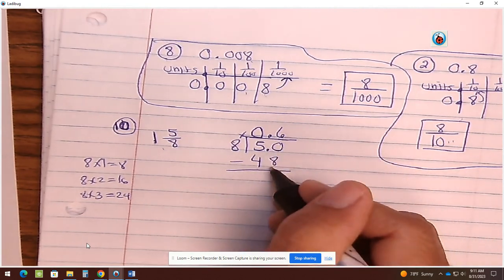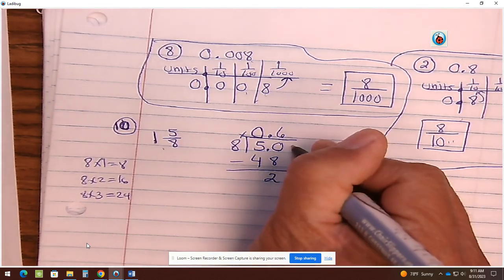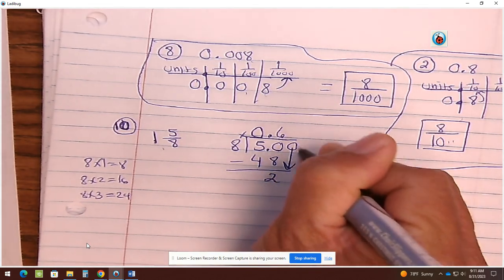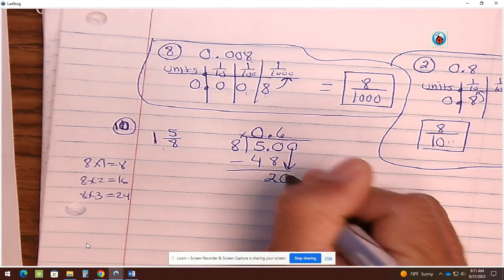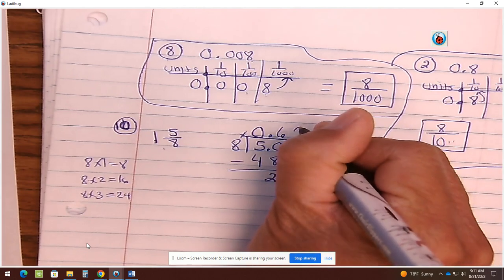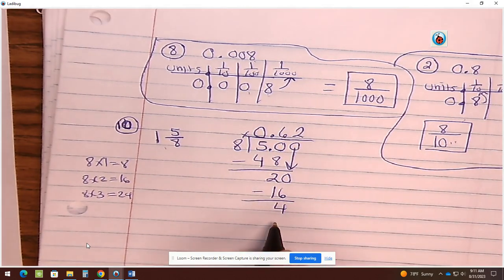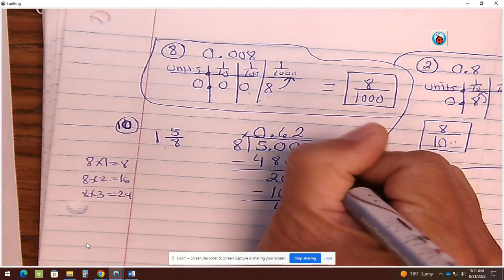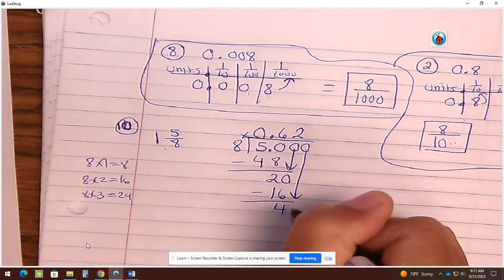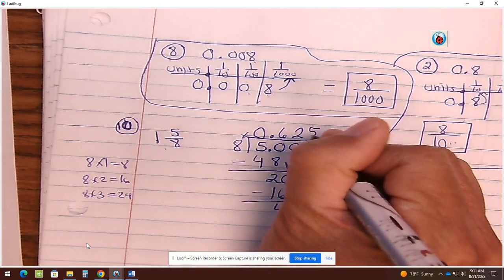Now 50 minus 48 would be 2. There's a remainder, so we add more pieces. Now we have 20. 20 hundredths, because we're in the hundredth place now. Times what now? Times 2 now would be 16. Another remainder, so guess what? I'm going to add another 0. 48 times what? 8 times 5.